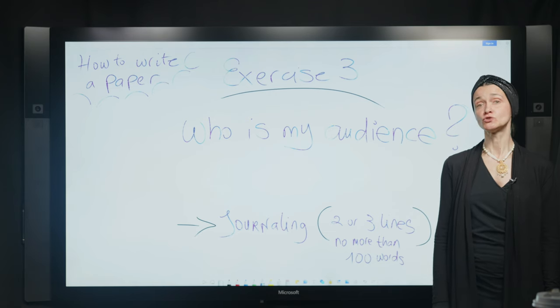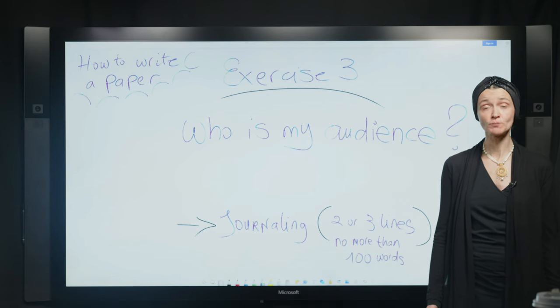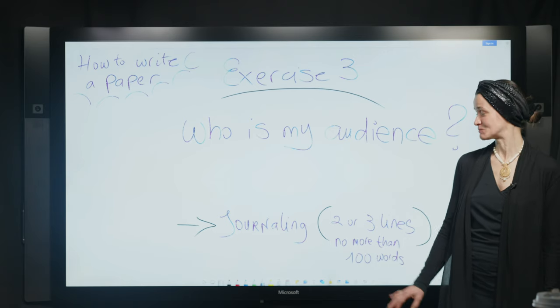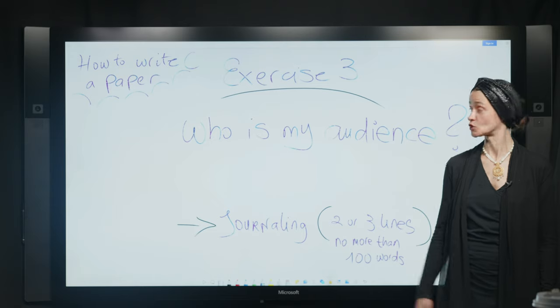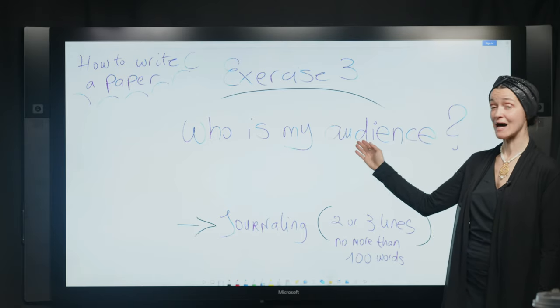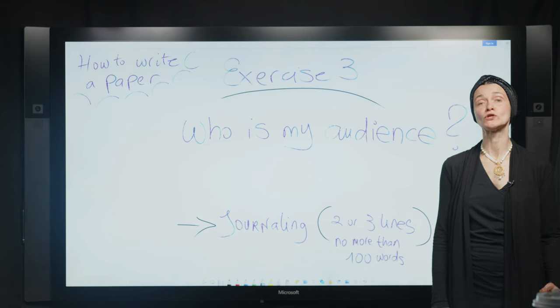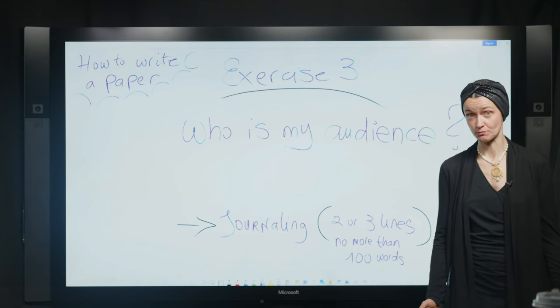I want you to take out your diary if you want to write on paper, it can be your laptop, your phone, but you're going to be writing a very short exercise, 2 to 3 lines, answering this specific question. Who is my audience? This is a very important question because when you write a paper, you need to know who you are writing to. Who is going to be reading your paper?